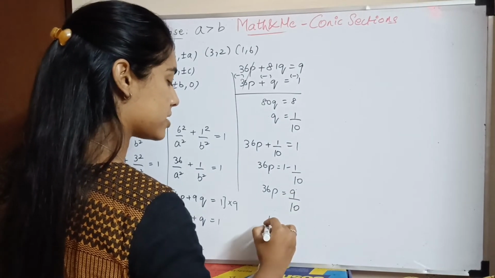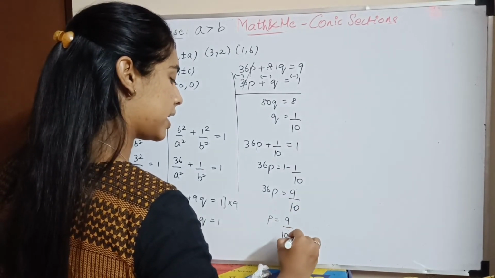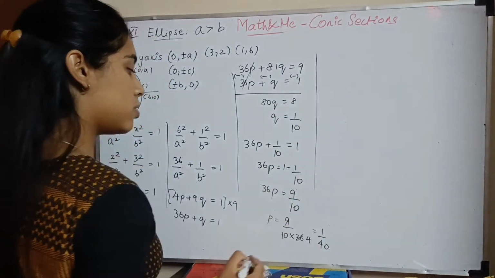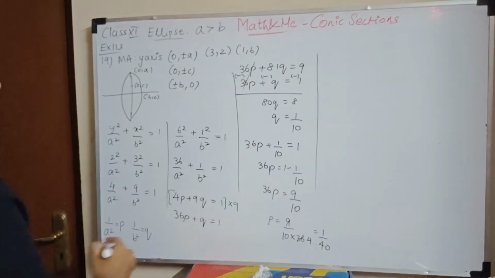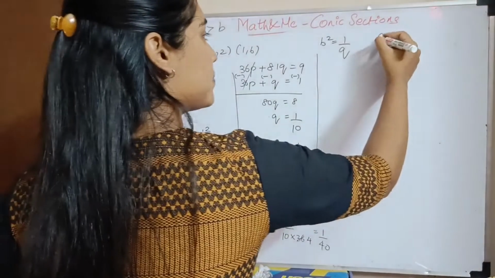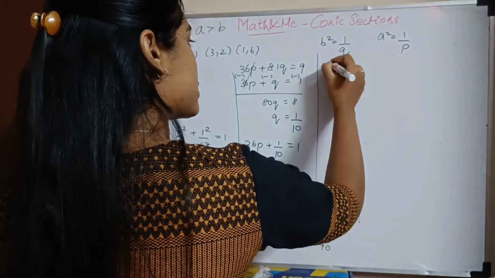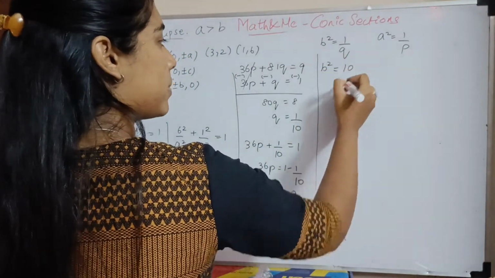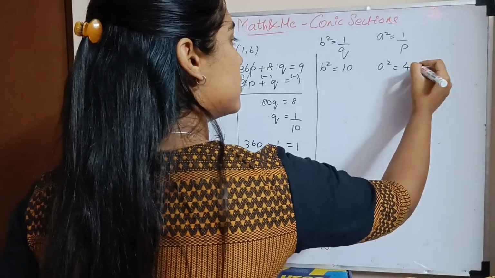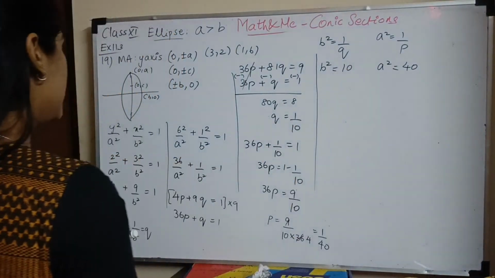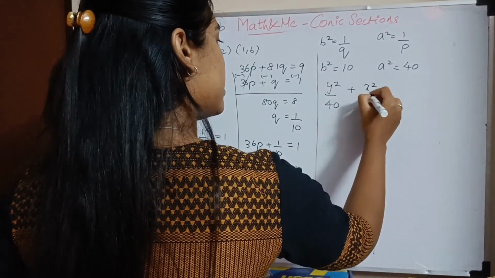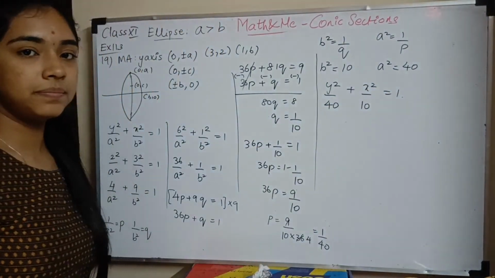9 and 36 will cancel. I'll bring it to the other side so I have p equals 9 by 10 times 36 which is 1 by 40. So my q is 1 by b square, so what is my b square? 1 by q. Similarly, a square is 1 by p. So what is my b square? 1 by q is nothing but 1 by 1 over 10, so I have 10. a square is 1 by 1 by 40, so I have 40. So this is a square, this is b square. So what is my equation? y square by a square plus x square by b square equals 1, okay.